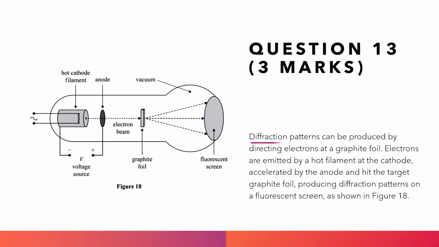Diffraction patterns can be produced by directing electrons at a graphite foil. Electrons are emitted by a hot filament at the cathode, accelerated by the anode and hit the target graphite foil, producing diffraction patterns on a fluorescent screen, as shown in Figure 18.